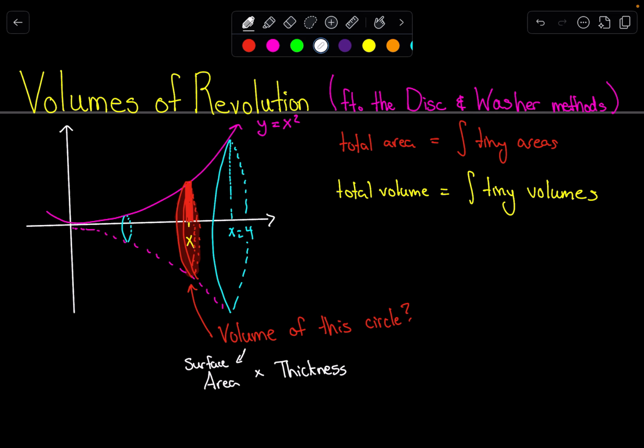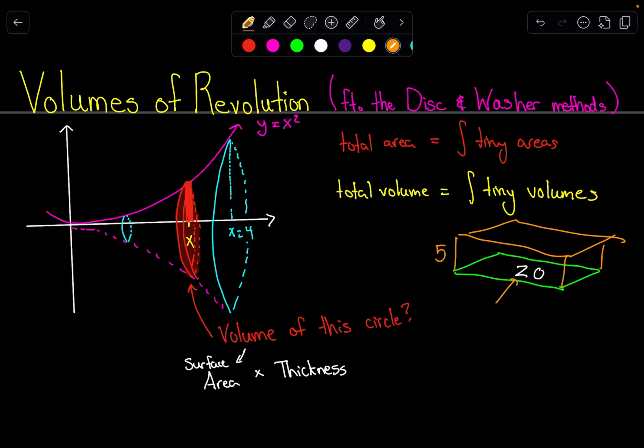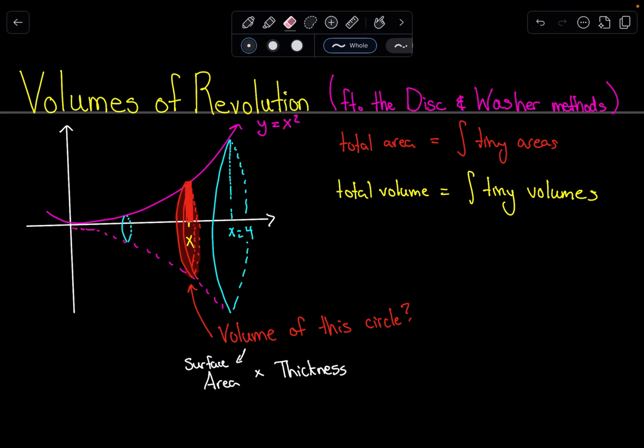Because if you think about the volume of a box, for instance, if I know the area of this bottom piece right here, let's say this area is 20, and I know the thickness, or what we might say is the height of this box, say this is 5, then I can quickly figure out the volume by doing the surface area of the bottom multiplied by the thickness of this object, which is 5, and you immediately get that the volume is 100.